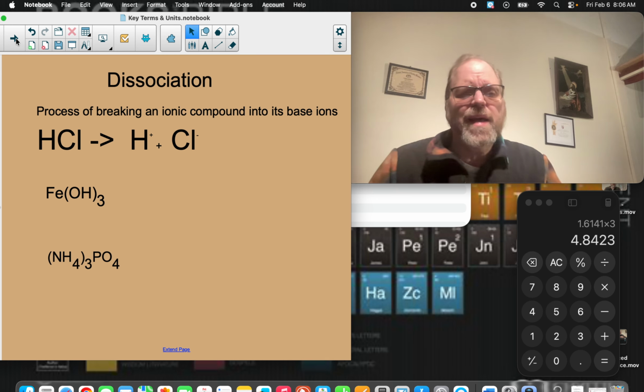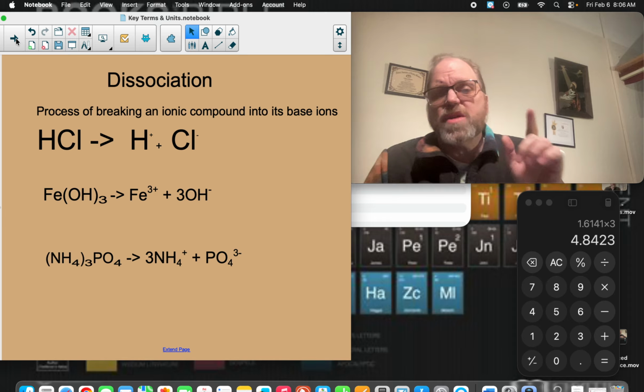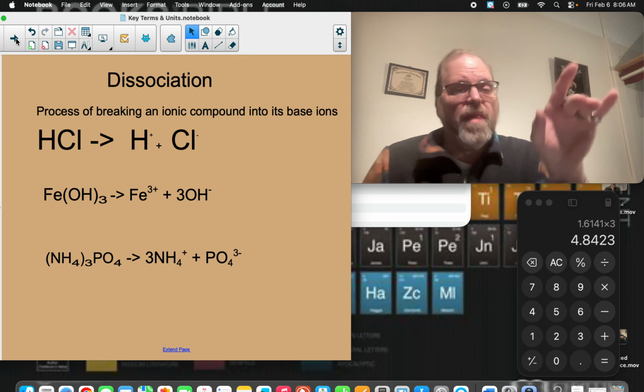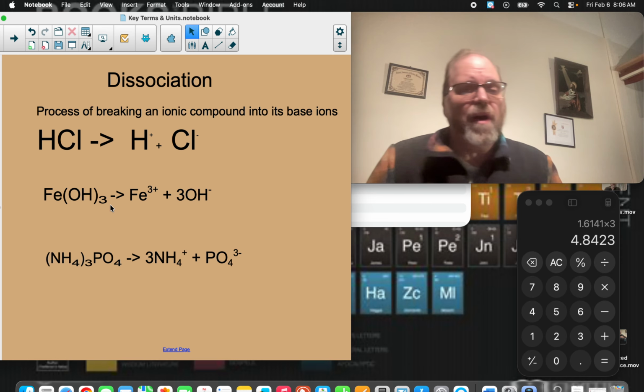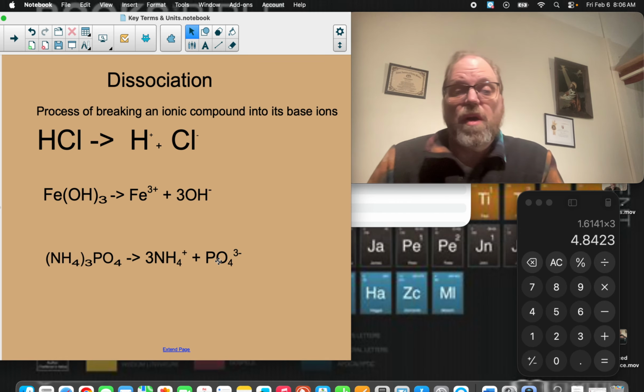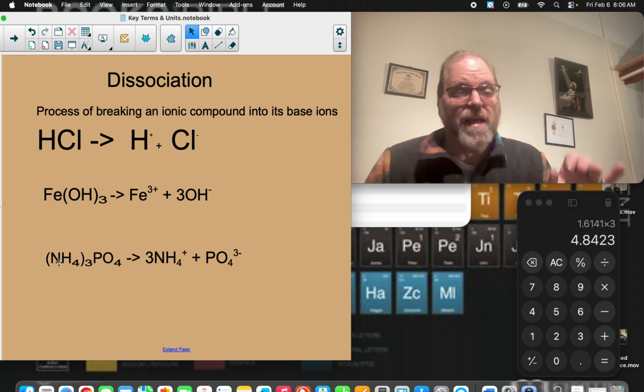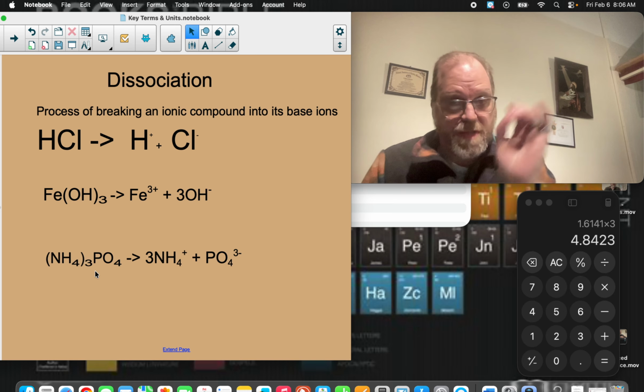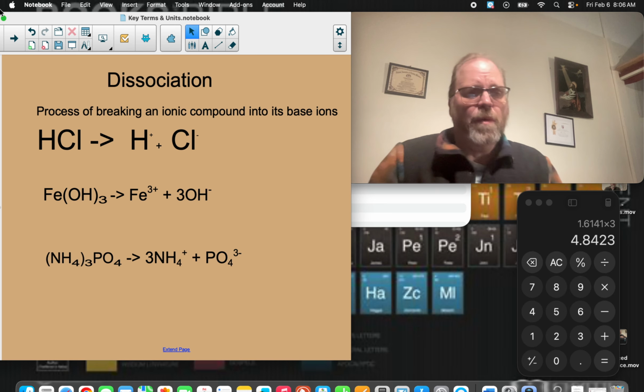Hopefully you should have gotten Fe3+ plus 3OH-, because there's that 3 in the subscript. We have to put 3 out front. And then we get 3NH4+ plus PO4 3-. Again, that 3 subscript becomes a 3 out front for ammonium.